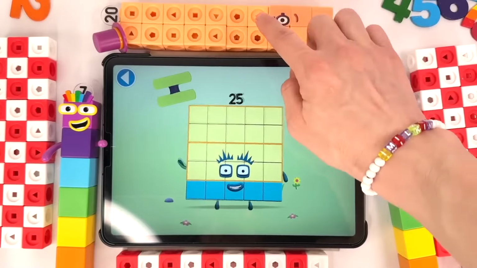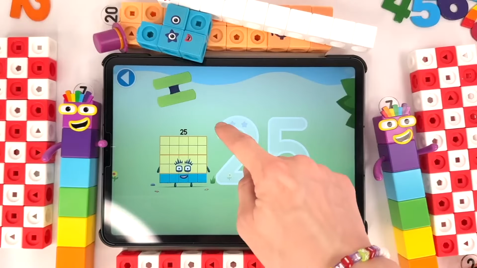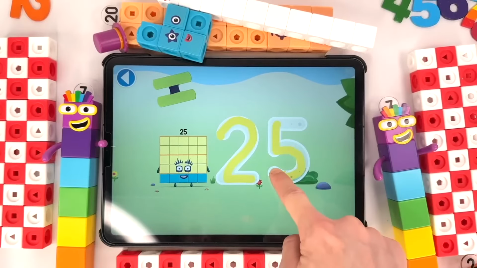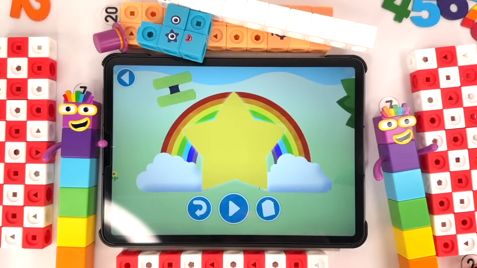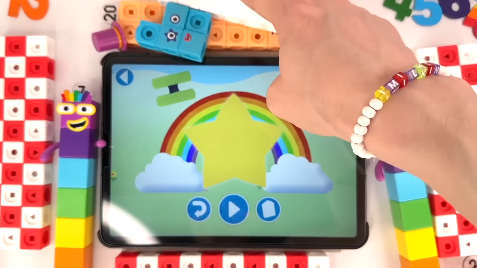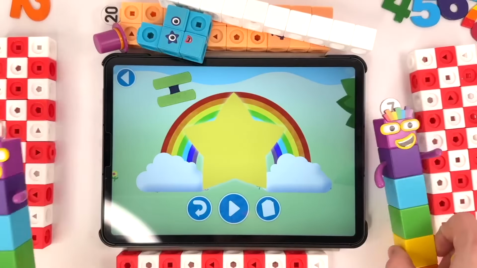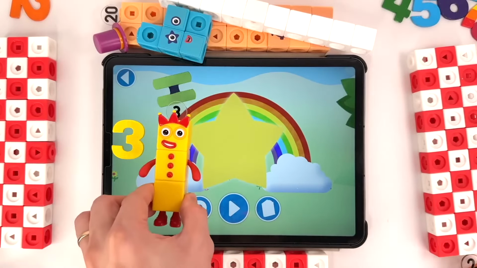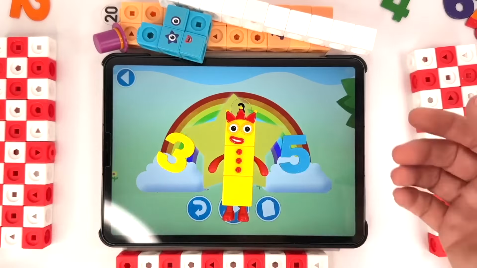25? Lots of 5 blocks plus 10 blocks. Oops. Amazing. Brilliant. 100, 200, 300, 20, 10, 5 equals all big number blocks. 300, 30, 5 number blocks. It's a very big number block.